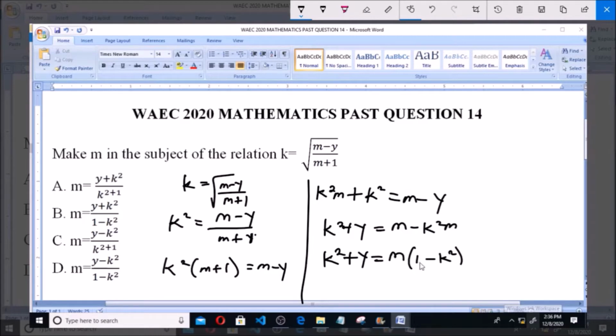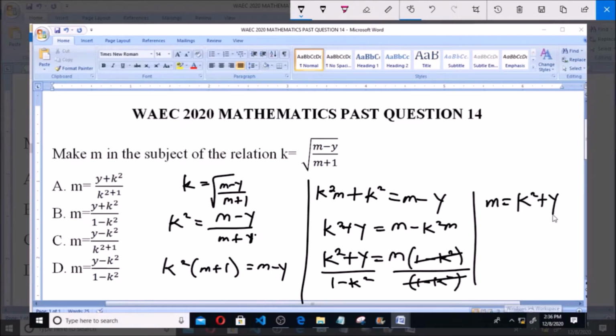So now the next thing is to divide both sides by 1 minus k square, which is the coefficient of m. So 1 minus k square all over 1 minus k square. This will cancel this, liberating m. So therefore m is equals to k square plus y all over 1 minus k square, and that is option B.